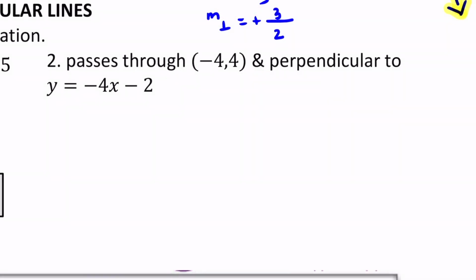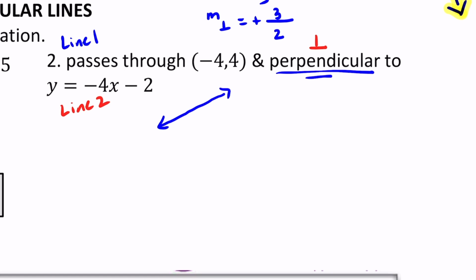Number 2, we have a line, which we'll call line 1, that contains the point negative 4 comma 4 and is perpendicular, so we're going to use this symbol for perpendicular, to another line, which we'll call line 2, that is in the form y equals negative 4x minus 2. So line 1, we're going to use blue, and we're going to draw a rough sketch again, like we did before. This line contains the point negative 4 comma 4, again that's line 1, and it is perpendicular to line 2, which is y equals negative 4x minus 2.